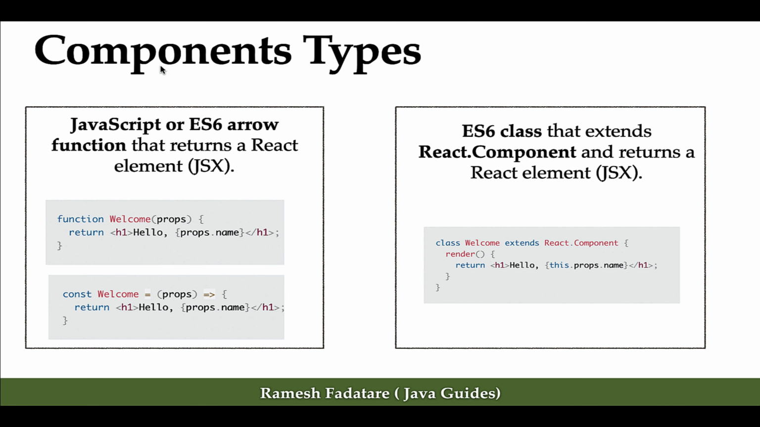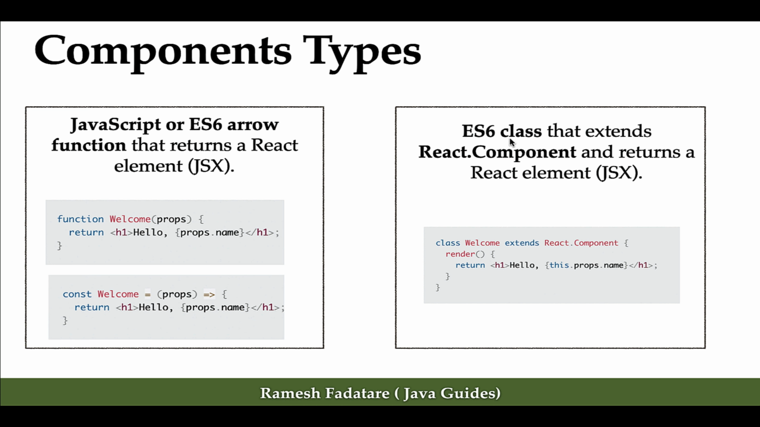Next, let us quickly summarize the component types. We create a functional component using a JavaScript or ES6 arrow function that returns a React element. For example, here we have a Welcome functional component that we have created using a JavaScript function, and this Welcome component returns JSX code. Next, we can also create a functional component using an ES6 arrow function like this. For example, here we have a Welcome functional component that is created using an ES6 arrow function.